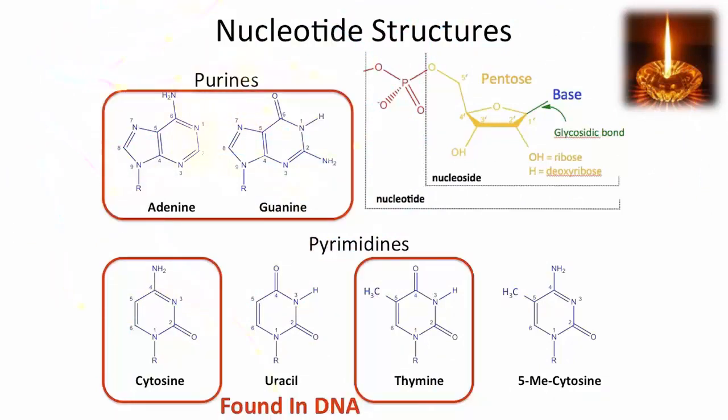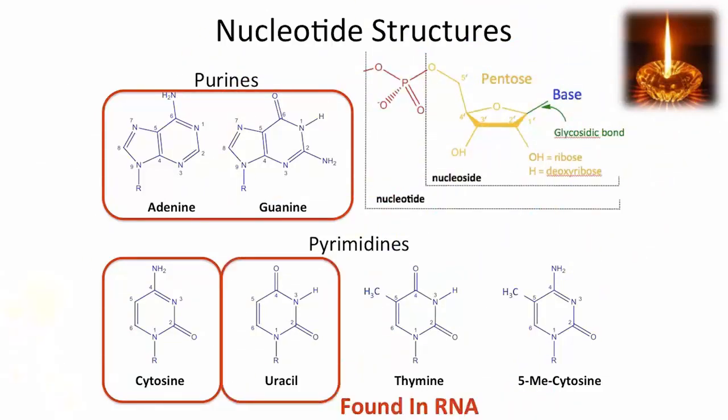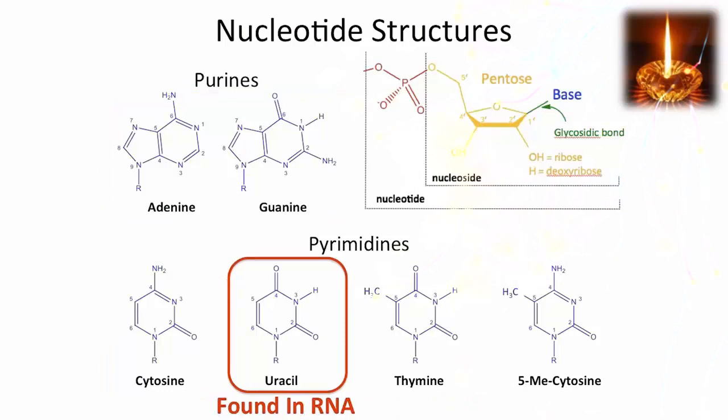Those that are found in DNA are adenine, guanine, cytosine, and thymine. And in RNA, we have adenine, guanine, cytosine, and uracil. Uracil is found only in RNA, and thymine only in DNA. And you can see that the difference between them is that thymine has a 5-methyl group, which distinguishes it from uracil. This is one way of distinguishing DNA from RNA, and we'll come back to that later because there are other ways as well.